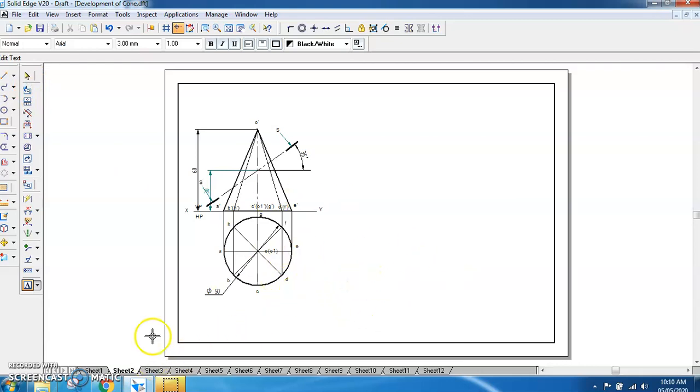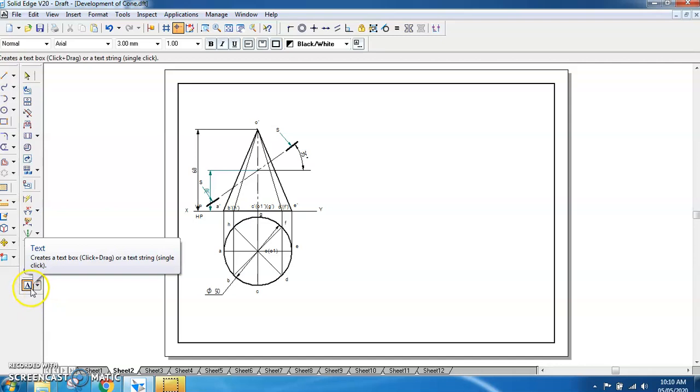So once you have done this, you can mark the cutting points. Here on AO we have got one cutting point, so that is 1 dash. Then AB is here, which is not cut. Then BO is here, so BO will have cutting point 2 dash. Then BC is not cut, BC is here. Then CO is cut, CO is at this point, so that would be cutting point 3 dash.